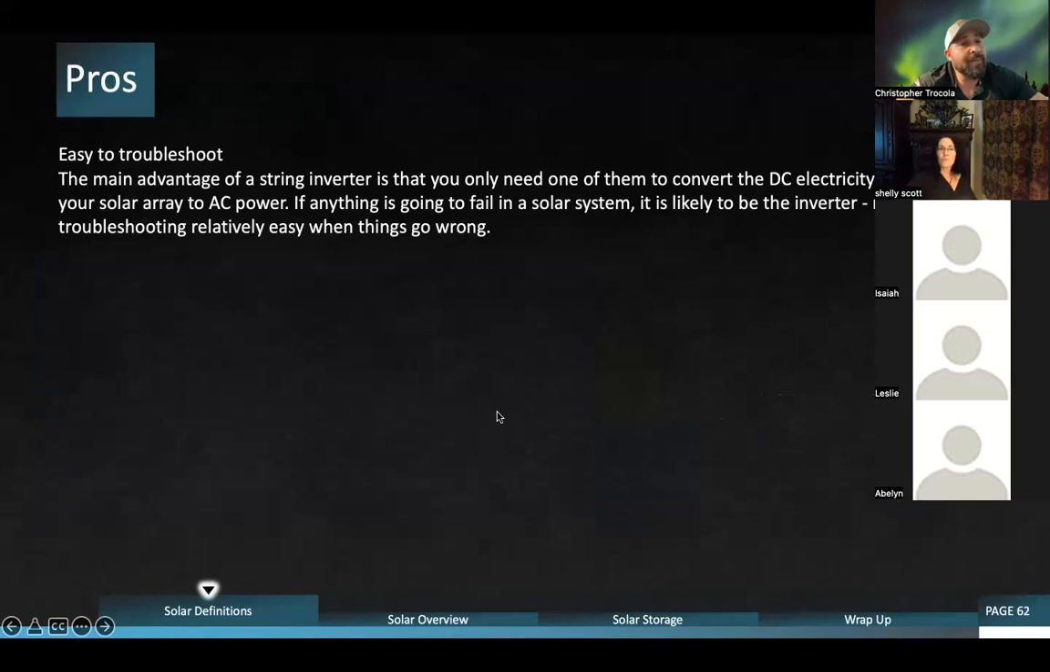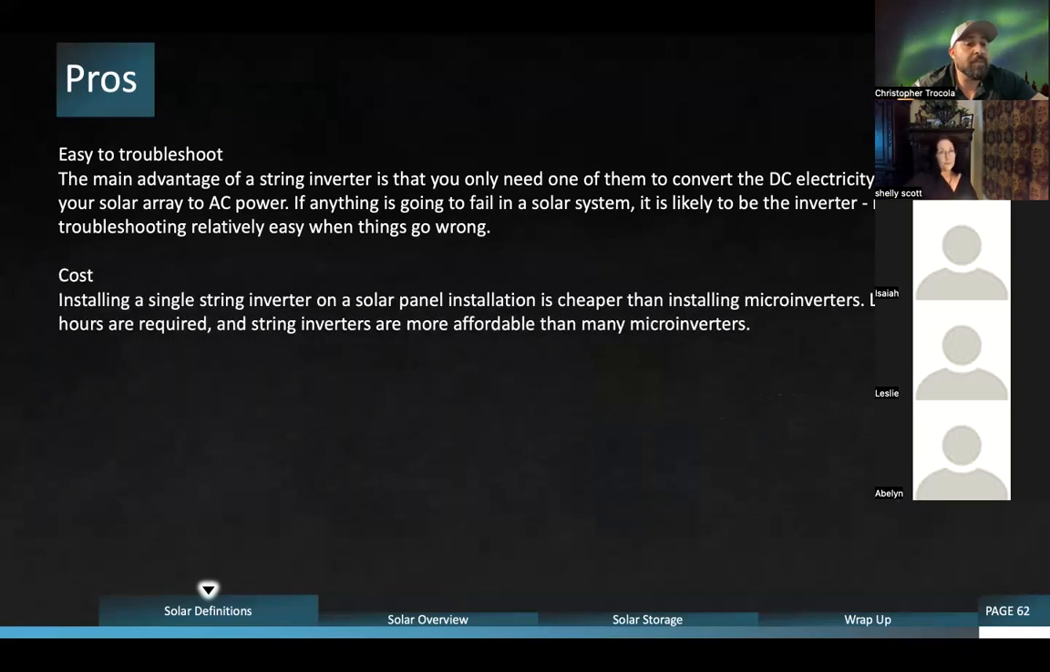So there are some advantages to having them. They're easy to troubleshoot. The main advantage of a string inverter is that you only need one of them to convert the DC electricity from the solar array to AC power. If anything is going to fail in the solar system, it's likely to be the inverter, making troubleshooting relatively easy when things go wrong. The cost of a single string inverter on a solar panel installation is cheaper than installing microinverters. Less labor hours are required, and string inverters are more affordable than microinverters.